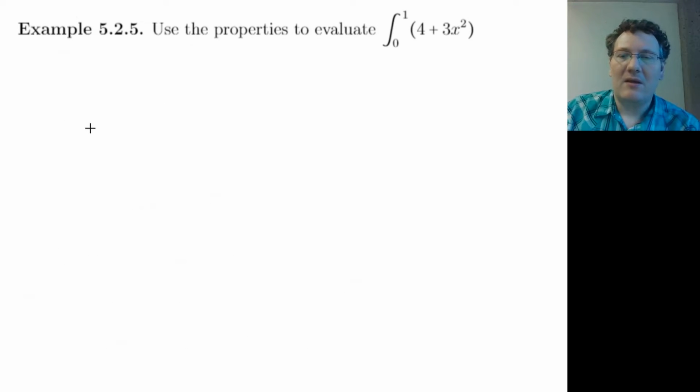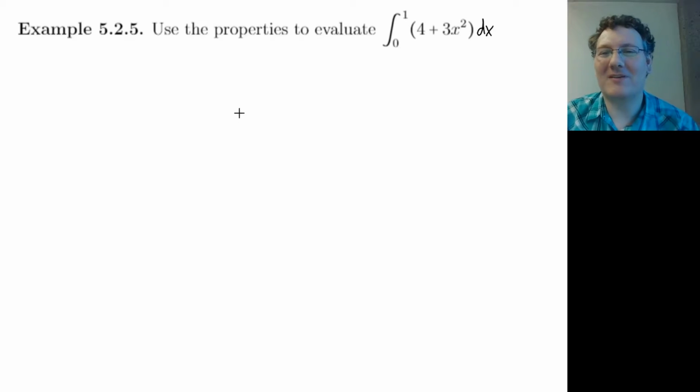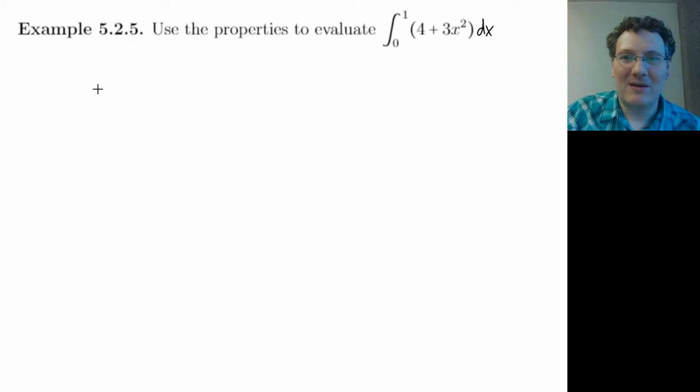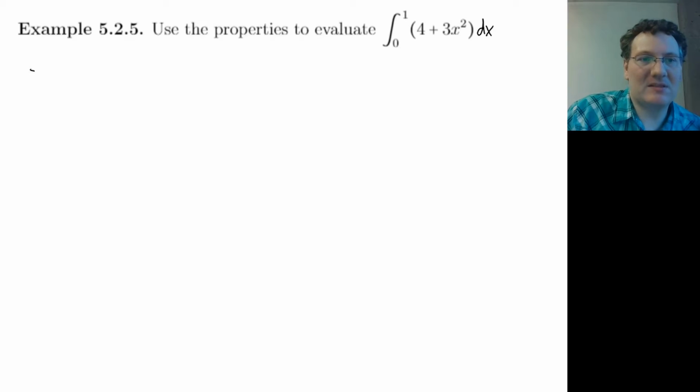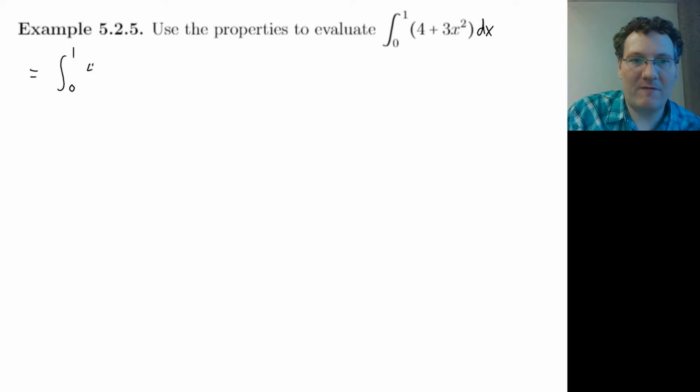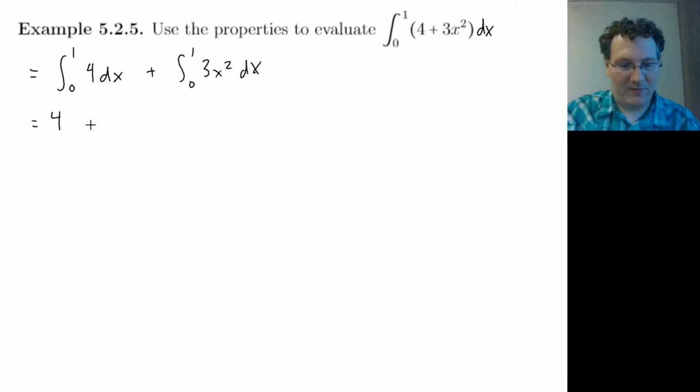Okay, so let's evaluate this definite integral of 4 plus 3x squared from 0 to 1. For one thing, we can split this up into two integrals. So this is the integral from 0 to 1 of 4 dx plus the integral from 0 to 1 of 3x squared dx.